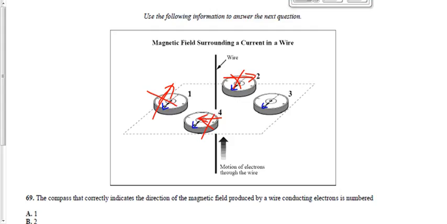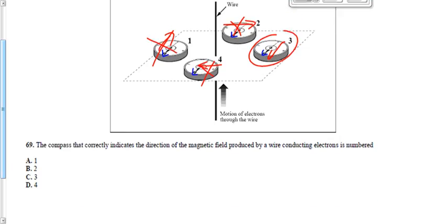Okay, to the right of the wire, my fingers are pointing out of the page. Which way is the compass pointing? Out of the page. So this is the one that shows the correct direction of the magnetic field, option 3. How many people said that one?